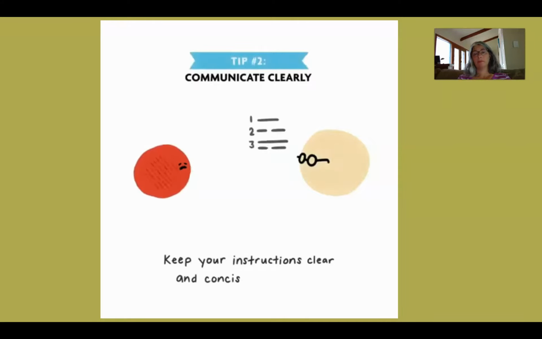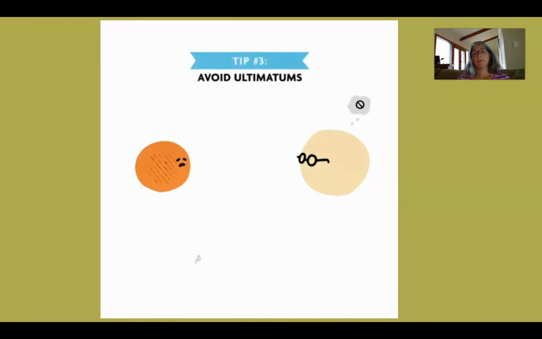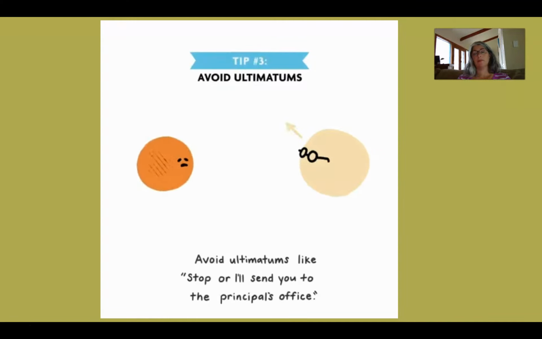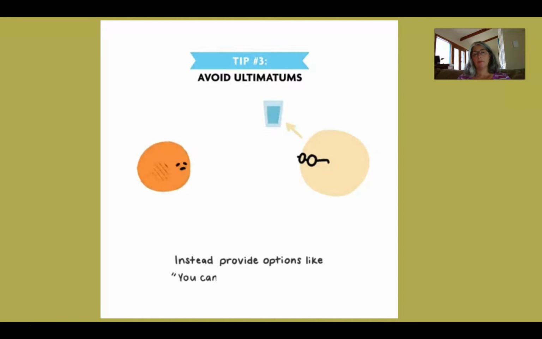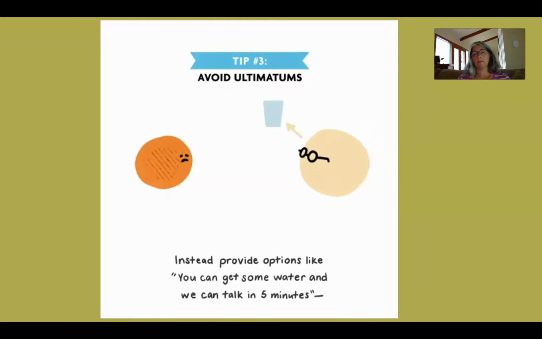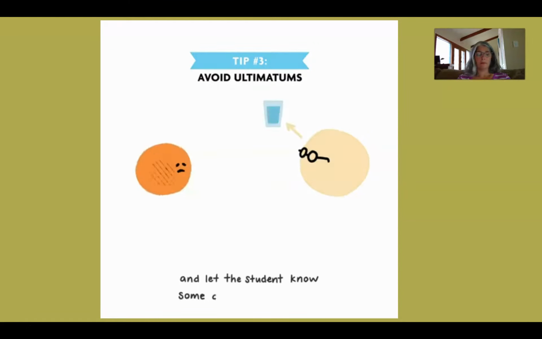Keep your instructions clear and concise and repeat as needed. Traumatized students have a hard time processing complex instructions. Avoid ultimatums like, stop, or I'll send you to the principal's office. Providing options like, you can get some water and we can talk in 5 minutes, or you can sit in the reading chair and I'll check in soon is a better strategy. Let your student know that some decisions are theirs.